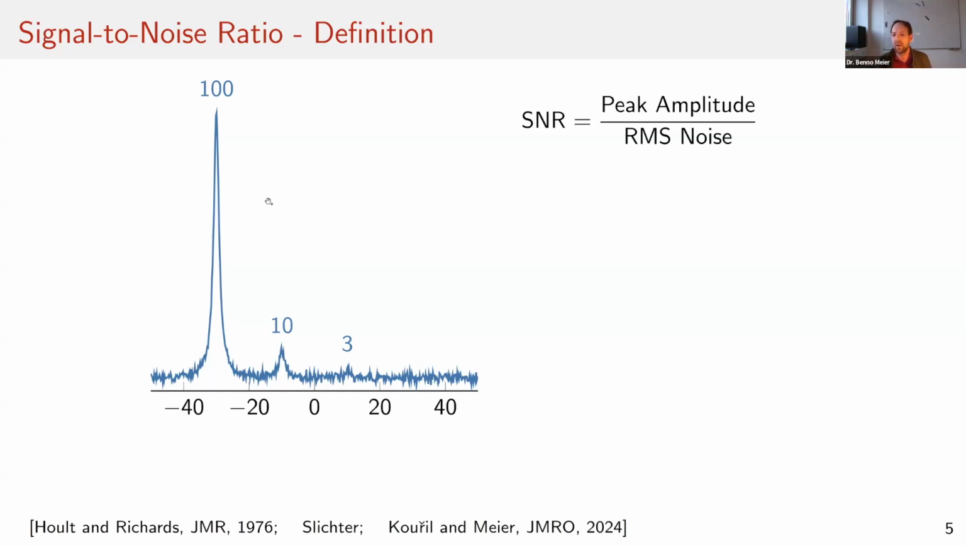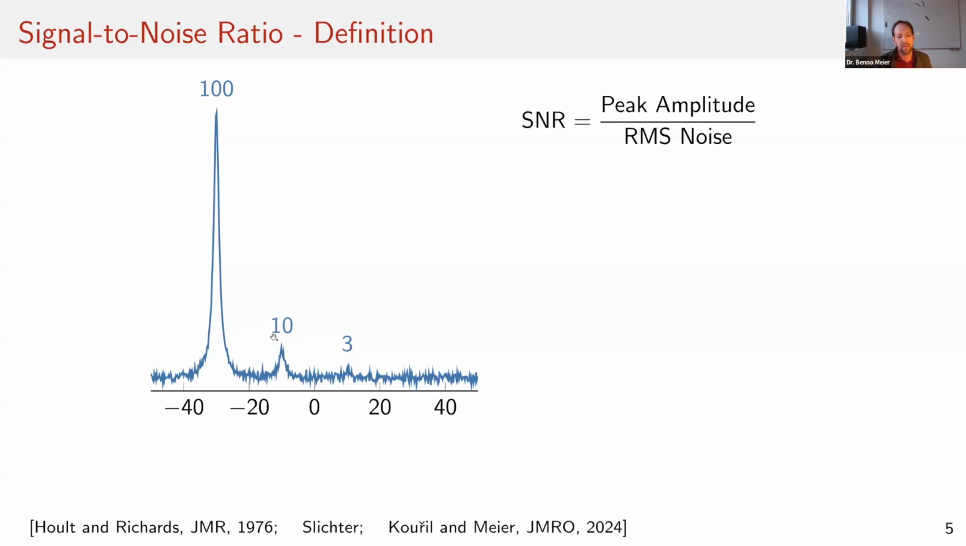So if you run an experiment with TopSpin, let's say, and you type CNO to find out what the signal to noise ratio is, what it actually does is it calculates the ratio of the peak height here and the root mean square of the noise. So here I've simulated this. You see the noise here, and this is a signal with an amplitude of 100. So this would be a signal to noise ratio of 100.